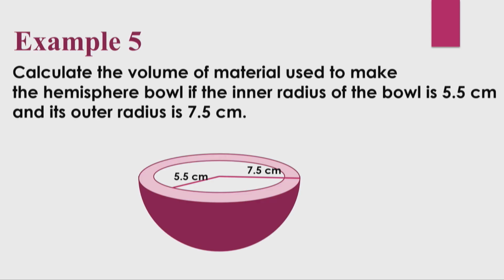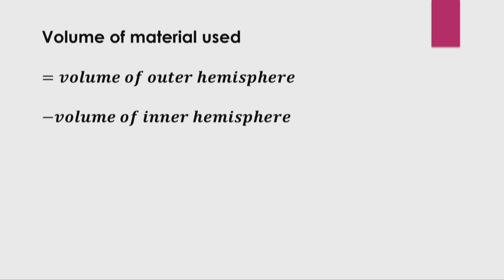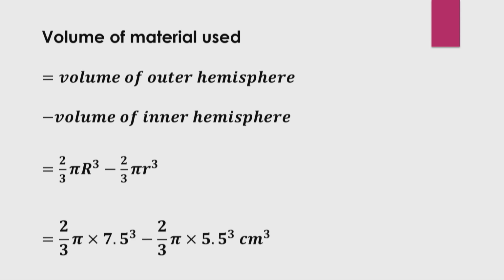Example 5. Calculate the volume of material used to make the hemisphere ball if the inner radius of a ball is 5.5 centimeters and its outer radius is 7.5 centimeters. Volume of material used is equal to volume of outer hemisphere minus volume of inner hemisphere. 2/3 pi, capital letter R cube, minus 2/3 pi, small letter r cube. Substituting the values, we get 2/3 pi multiplied by 7.5 cube minus 2/3 pi multiplied by 5.5 cube centimeter cube.